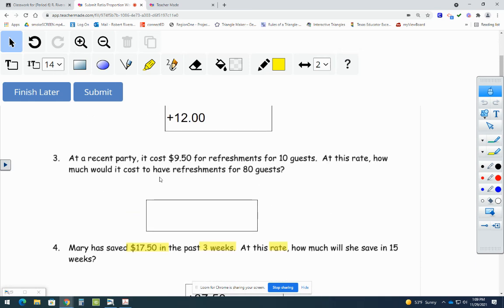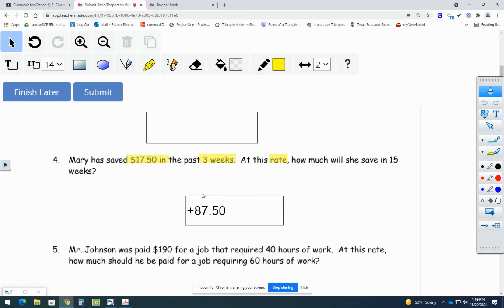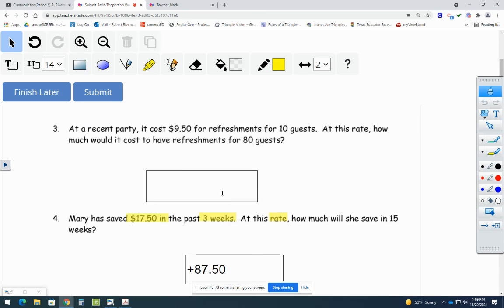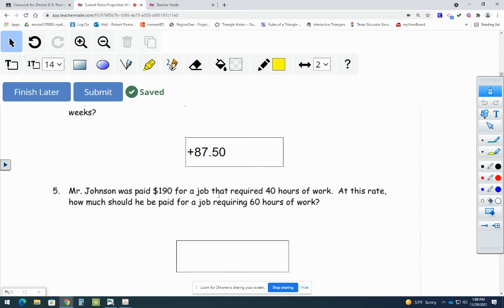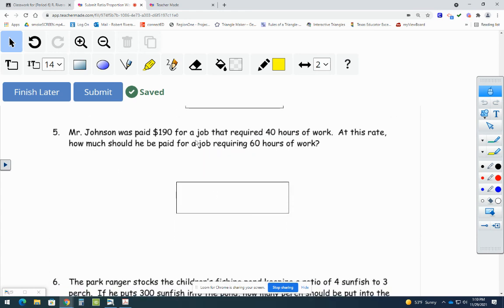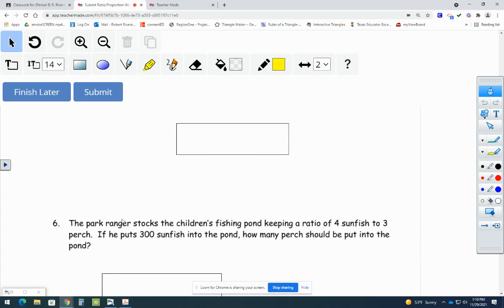So your homework will be number 3. Okay, so I did number 4. Now you can do number 3. Okay. The next one is number 5. I'm going to do number 5, and you'll do number 6.